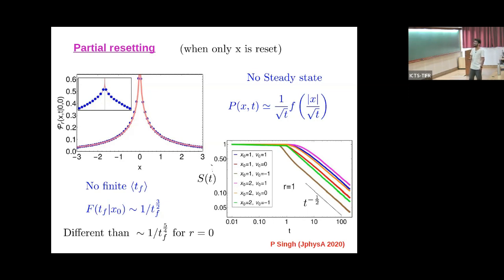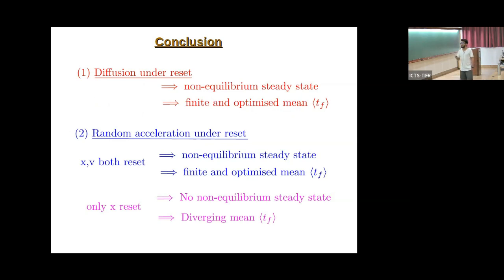Yeah. Not finite, and it has this sort of distribution here. But this exponent, 3/2 exponent, is different than the 5/4 exponent, which was there for the randomly accelerated particle when there was no resetting. So there are some key differences, but the sort of things that we were seeing for Brownian motion are not seen when we are partially resetting the system. Okay, so this is the conclusion.